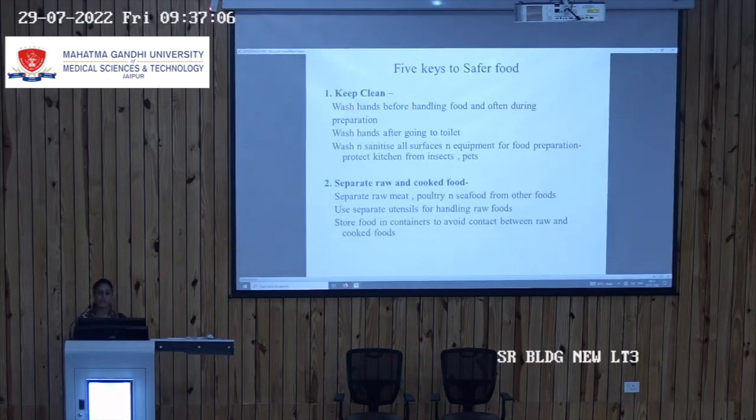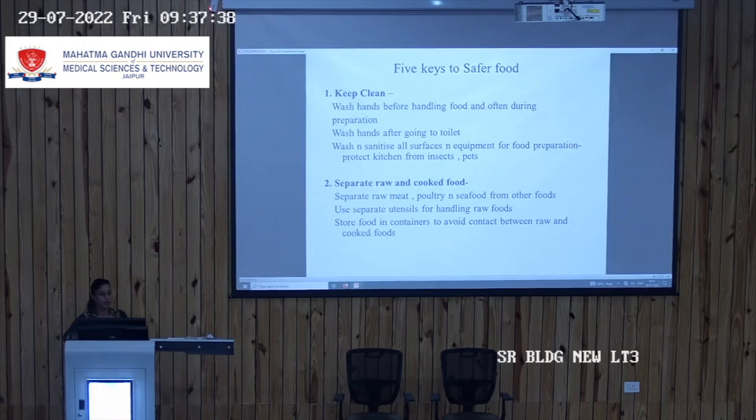So for food safety, there are 5 keys. First is keep clean, that is wash hands before handling of food, and during preparation. Wash hands after going to the toilet. Wash and sanitize all the surfaces and equipment for food preparation, and protect the kitchen from insects and pets. If the food preparation area is cleaned properly, then the insects and pets will not be there.